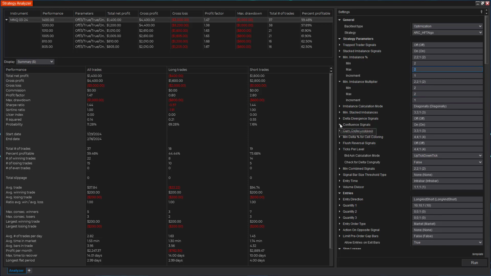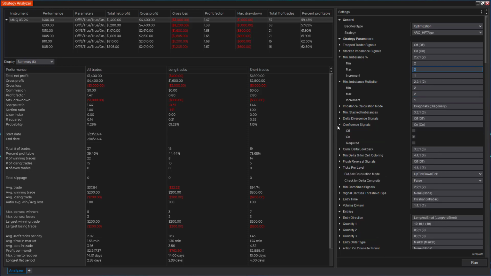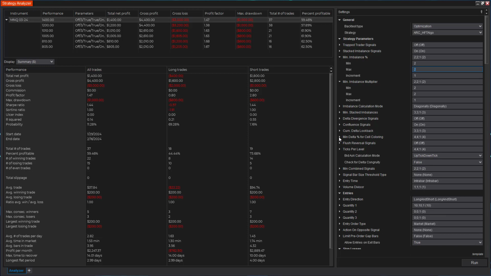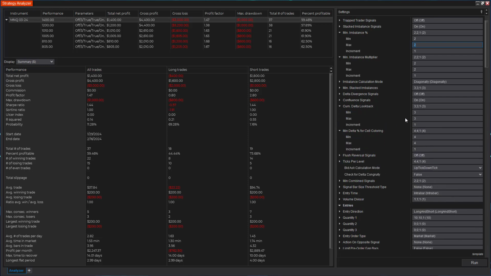All right, and then let's go over confluence and minimum delta and look back. Let's optimize for these. So for look back, let's go 3 to 5. And then minimum delta, let's go 3 to 5 here as well and see what these come back as.